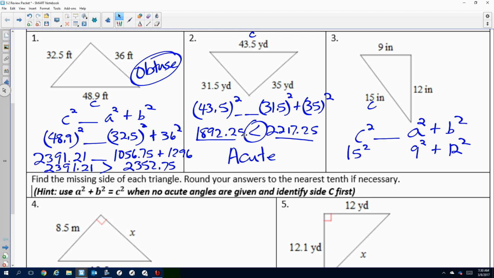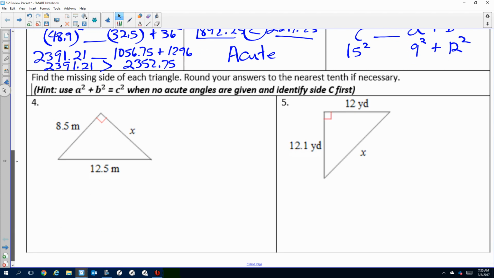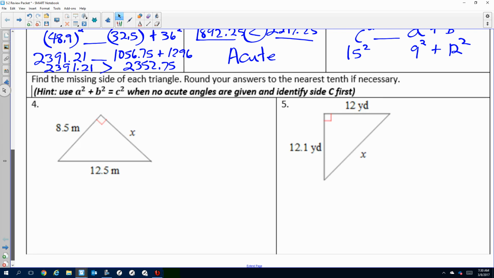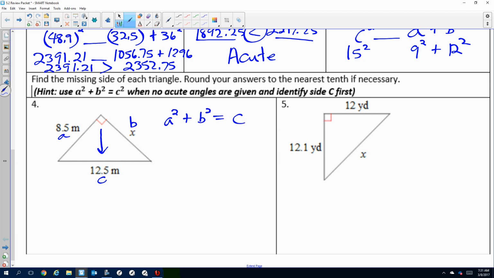Now, on our next set, we still have to identify our C first. Now we're just going to find the missing leg. We're just going to use our Pythagorean theorem to find the missing side. So remember that the C is always opposite the right angle. So if this is C, the other two are going to be the A and the B. Doesn't matter what order you put them. We just know the C is always opposite the right angle. So we're going to write A squared plus B squared equals C squared.